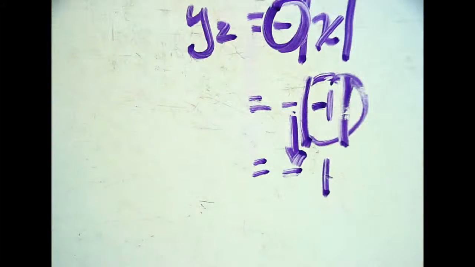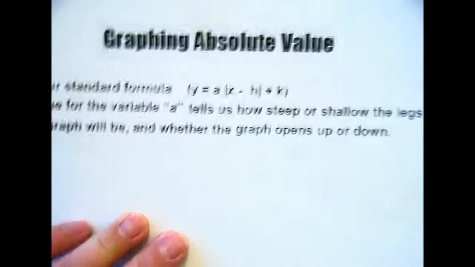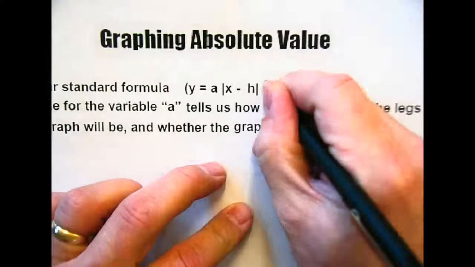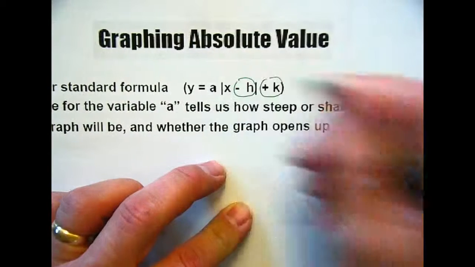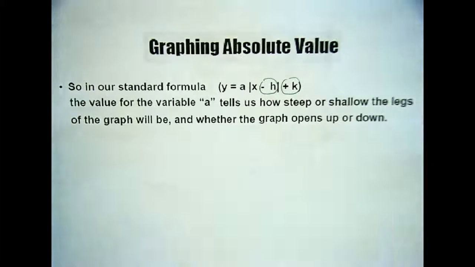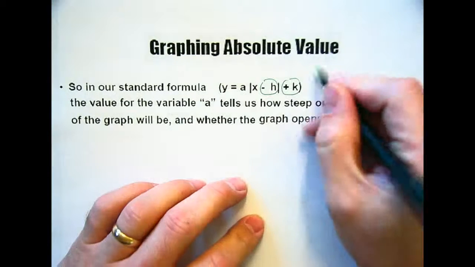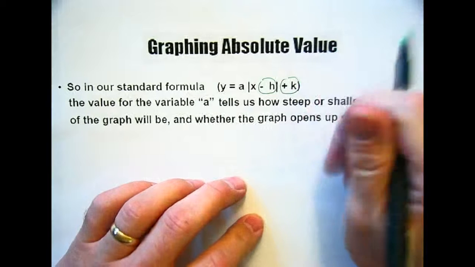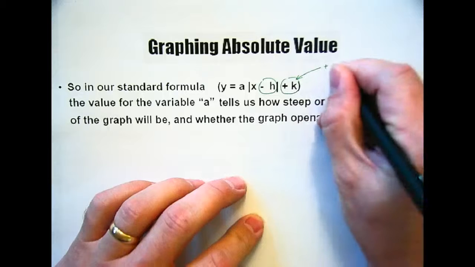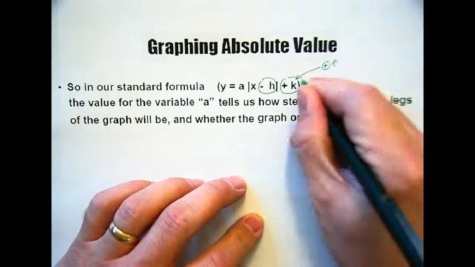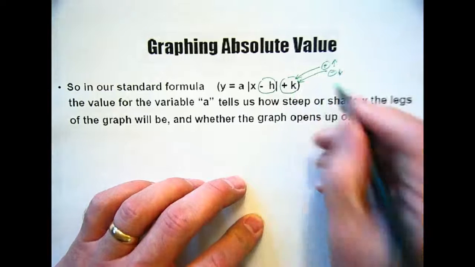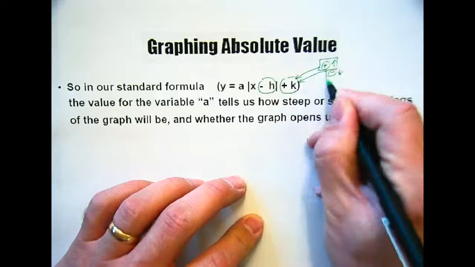So yesterday, you recall, we talked about this formula right here. Y equals a times the absolute value of x minus h plus k. Remind your neighbor what k does and what h does. What does k do? Good, it moves the graph up and down. So if it's a positive k, it moves it up. If it's a negative k, it moves it down. So k moves the graph up or down, depending on whether it's positive or negative.